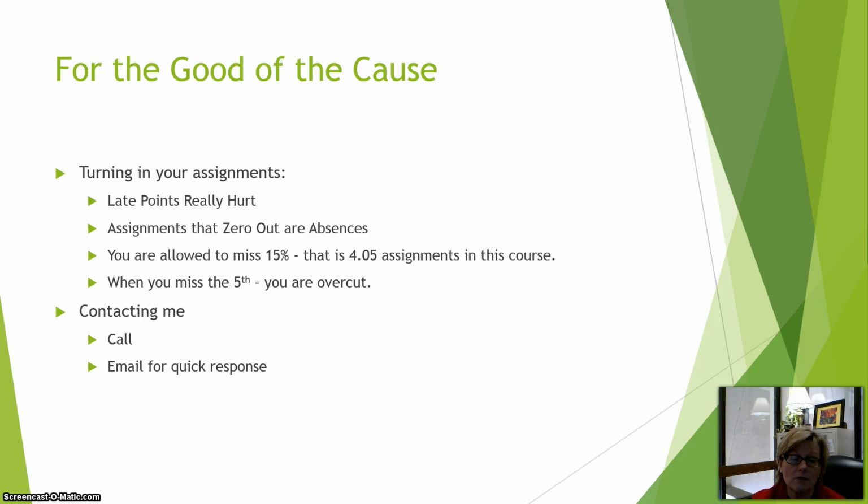So 10% of a 50-point assignment would be 5 points. So 1 day late, you lose 5 points, so you're down to 45 points. 2 days late, you lose another 5 points, and then you've lost 10 points. This continues. You lose 5 points a day for 5 days. So 5 times 5 would be 25. So you could go down to 25 points.